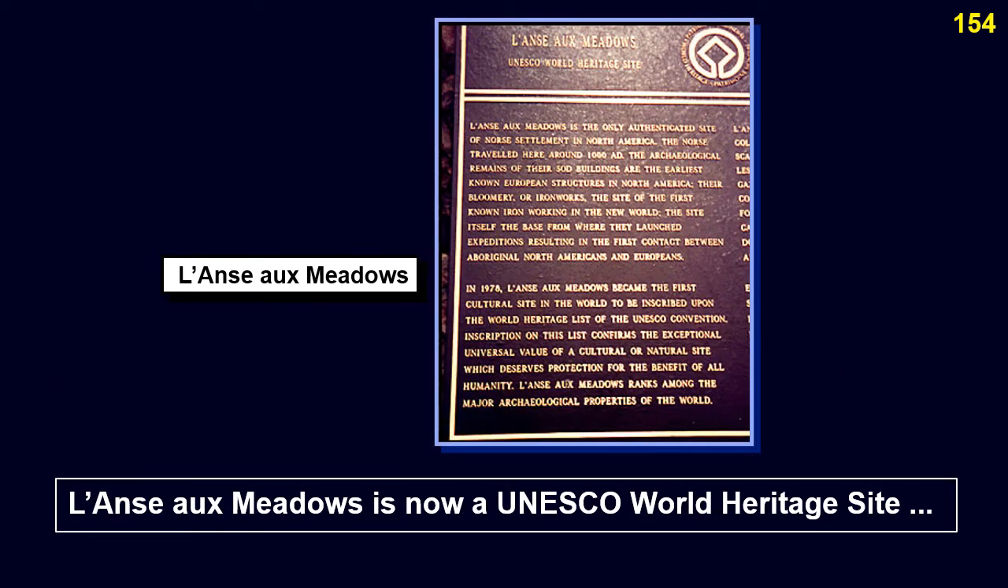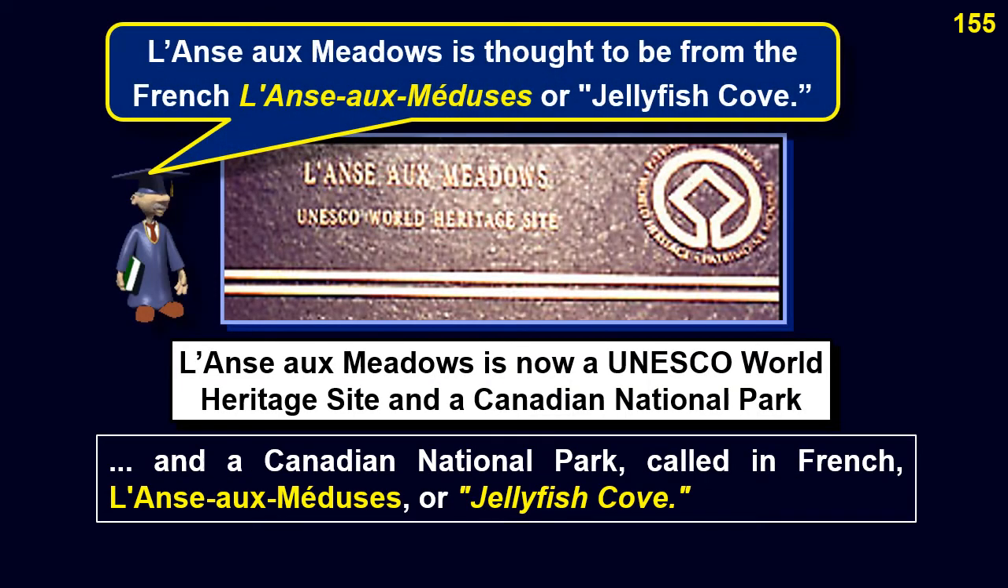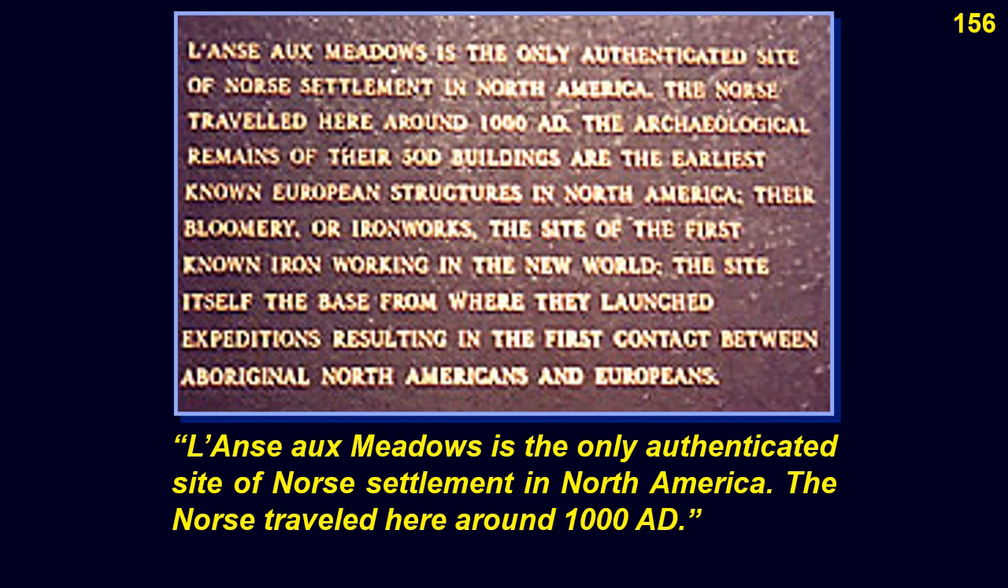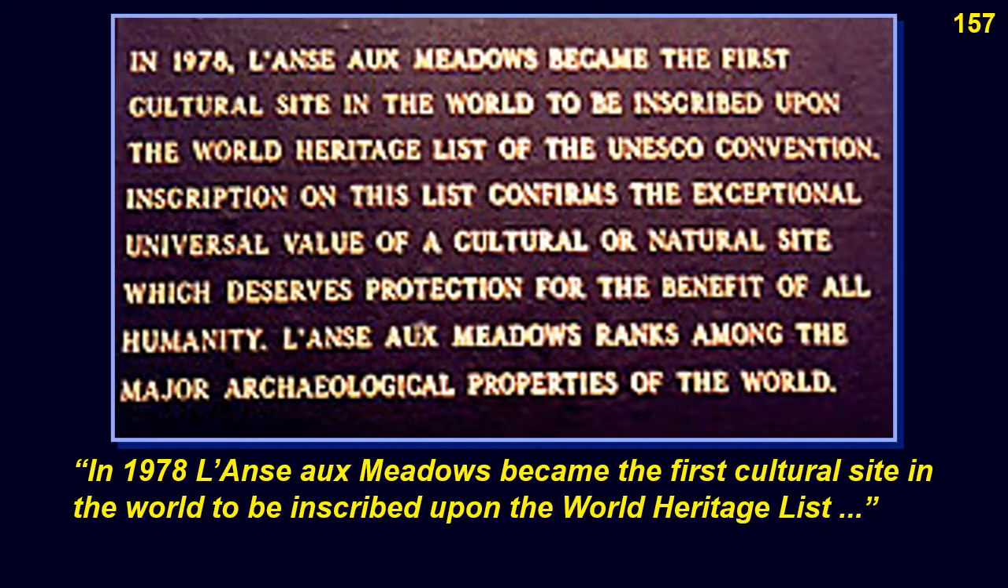L'Anse aux Meadows is now a UNESCO World Heritage Site and a Canadian National Park, called in French, L'Anse aux Meadows, or Jellyfish Cove. L'Anse aux Meadows is the only authenticated site of Norse settlement in North America. The Norse traveled here around 1000 AD. In 1978, L'Anse aux Meadows became the first cultural site in the world to be inscribed upon the World Heritage List.